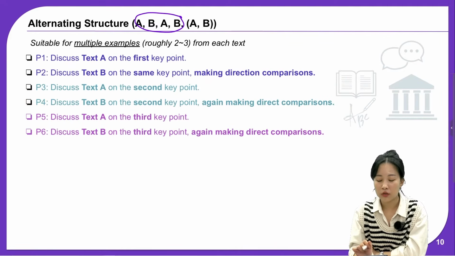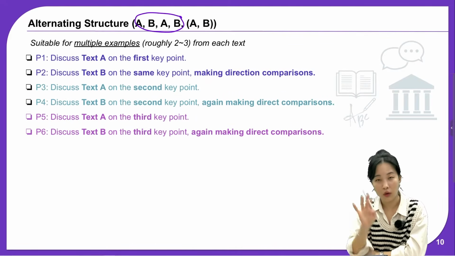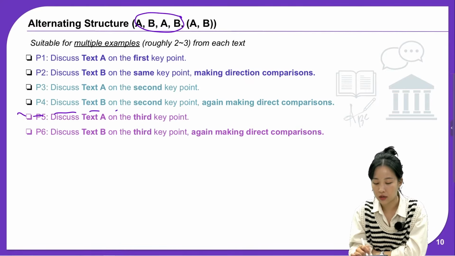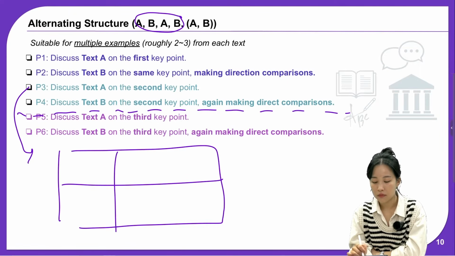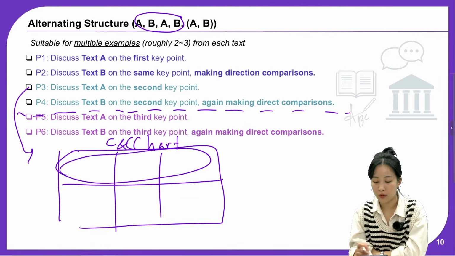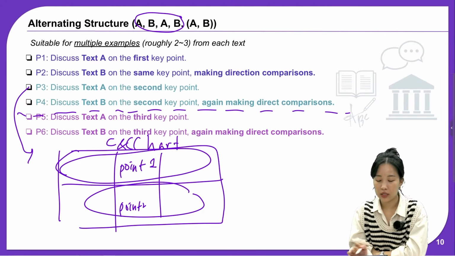Okay, so when we're using an alternating structure with 4 body paragraphs, so let's say there's a cut here, you're ultimately going to be using 2 rows of your CNC chart, okay? So this is going to be point 1, right, and this is point 2, right? If you're going to write 6 body paragraphs, that means you're bringing in 1 more row to talk about.